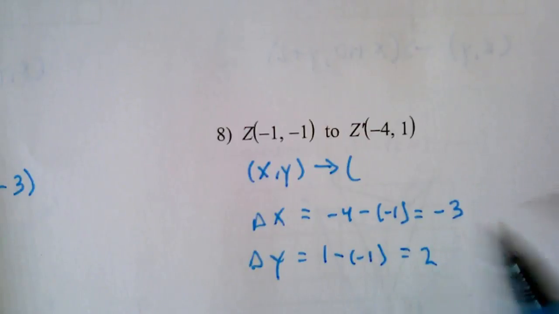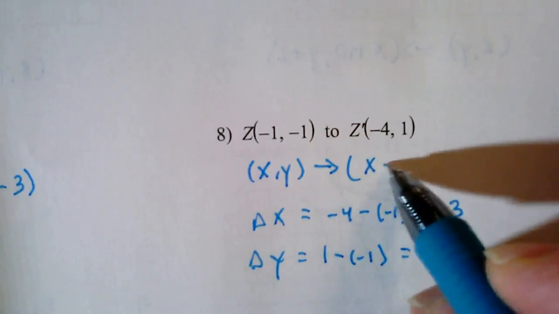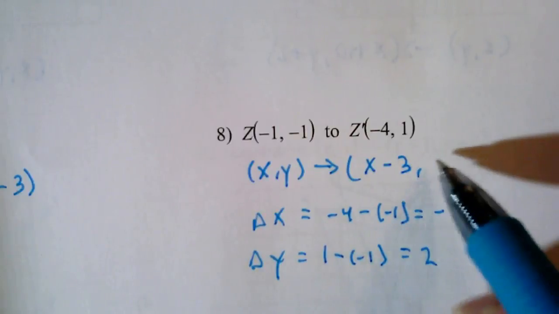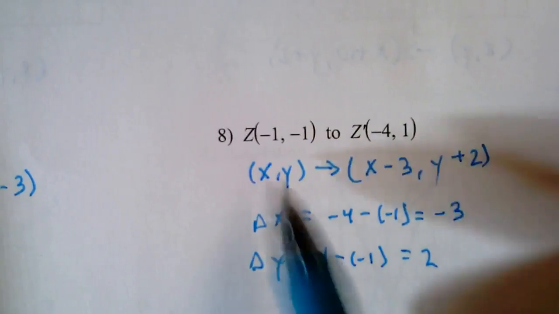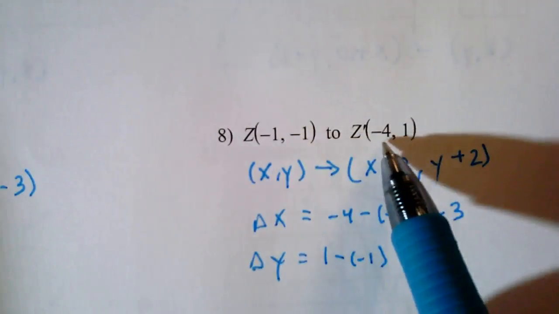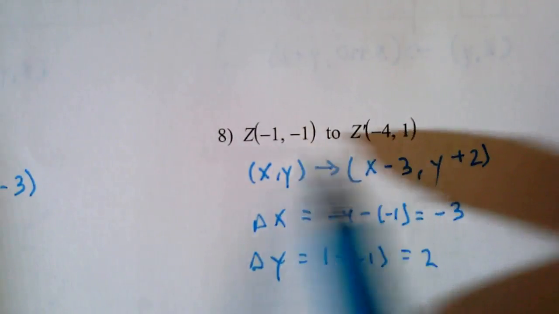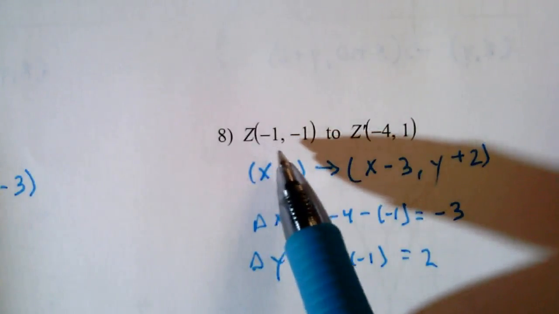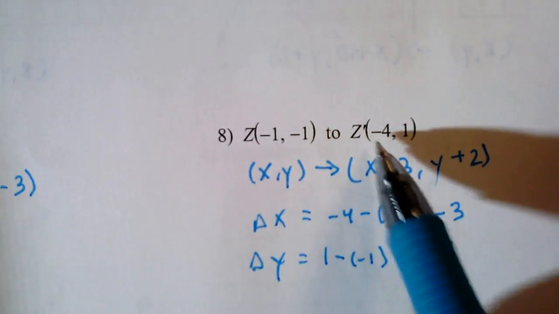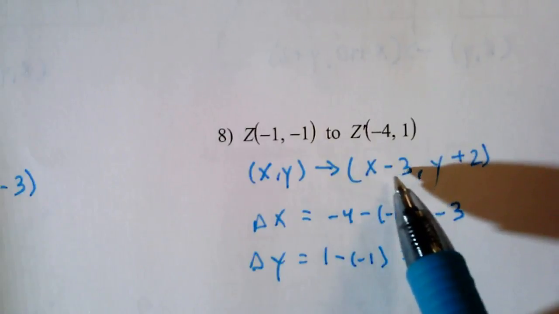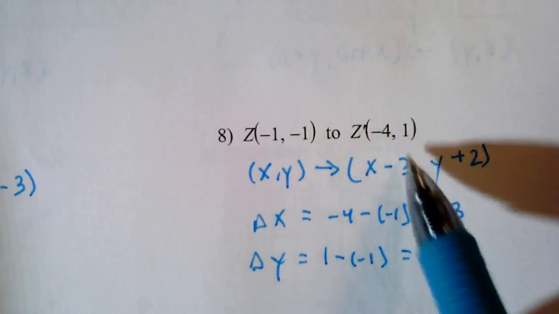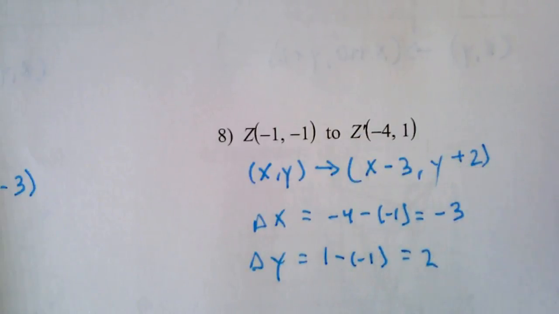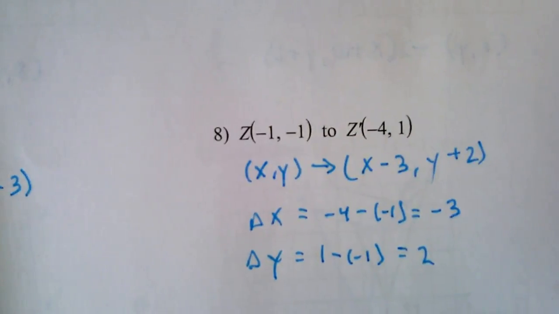So the x-coordinate went back 3, x minus 3, and the y-coordinate went up 2. And if you look here, from -1 to -4 is moving backwards 3. So if it were -1 degrees outside and the temperature went to -4, that means it dropped 3 degrees, x minus 3. And if the temperature were -1 and it went to +1, that means it went up 2 degrees, which is y plus 2. All right, I'll leave the rest of these up to you. Good luck.